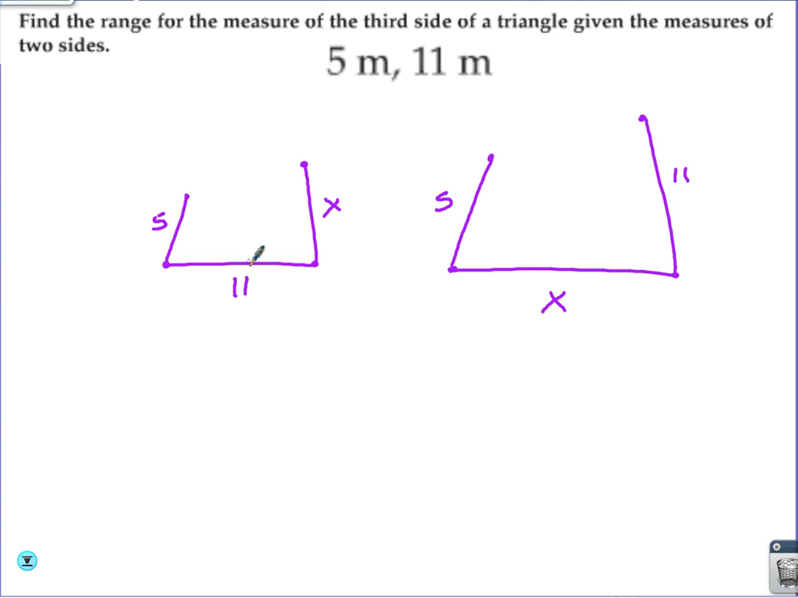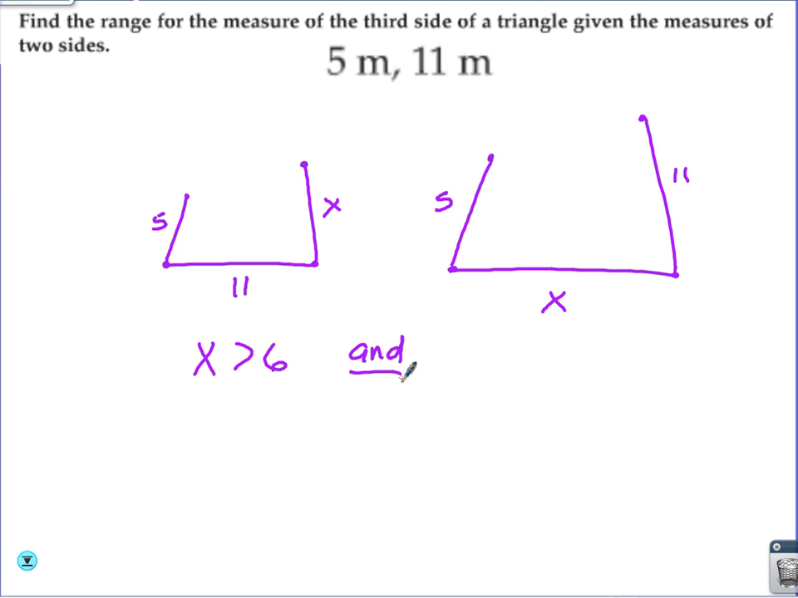But different numbers on each side of 6 gives me good triangles. Jackie, is 7 okay? Is 5 okay? No. So x could be numbers bigger than 6. Let's write it like that. X is bigger than 6. And second scenario.